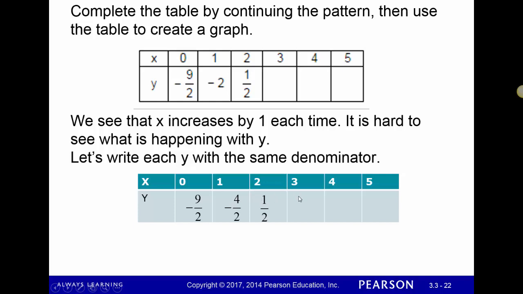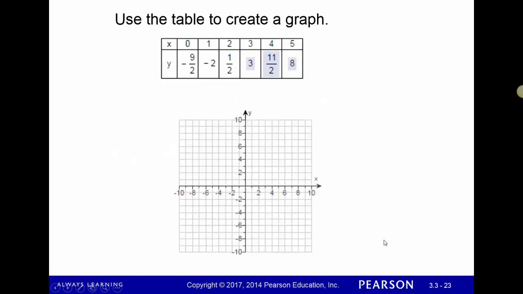I'm going to add 5 each time for my y in the numerator, and so we can see the pattern now. If I add 5 here, I get 6 over 2, which is 3. Add 5 again, and I get 11 over 2, and add 5 again, and I get 16 over 2, which is 8. And so I can graph this line.